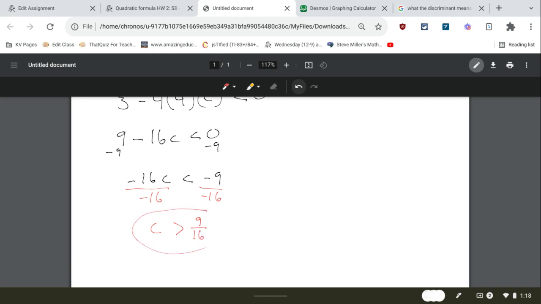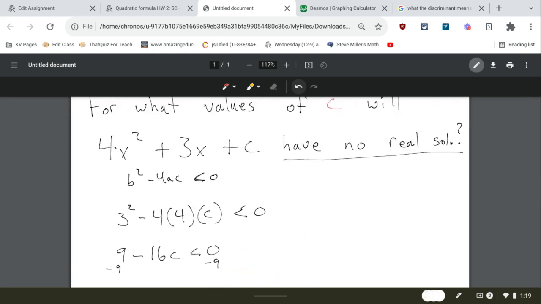So as long as c is bigger than 9 over 16, this equation or this function is going to have complex solutions. What is that as a decimal? That is 0.5625. Okay, so as long as c is bigger than that, this function is going to have no real solution.